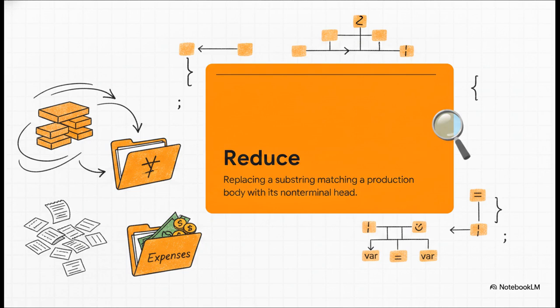Then we have the second move, reduce. When the pieces you shifted onto your stack perfectly match a known rule of your programming language, you group them together. You just replace that specific string of symbols with a single higher-level symbol. It's exactly like tidying up that messy desk. Once you have your variable tokens perfectly aligned, you group them into an assignment statement. It's like taking a bunch of scattered receipts and putting them into a single folder labeled expenses. You've just reduced many small items into one structured concept.